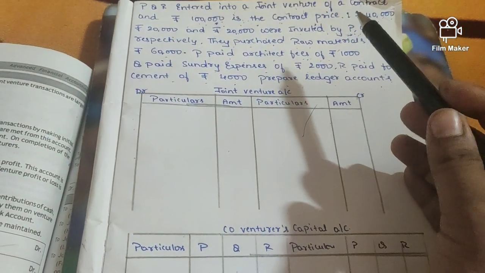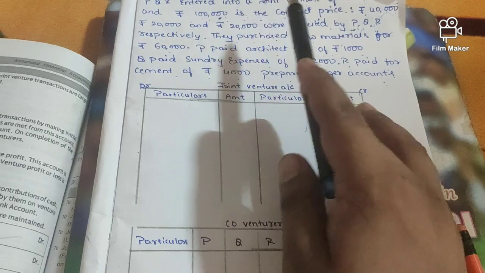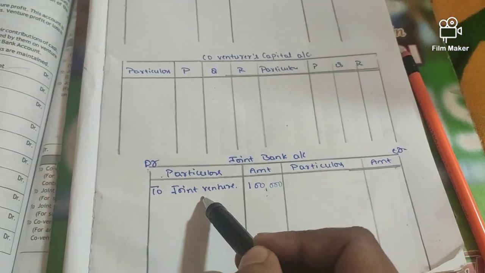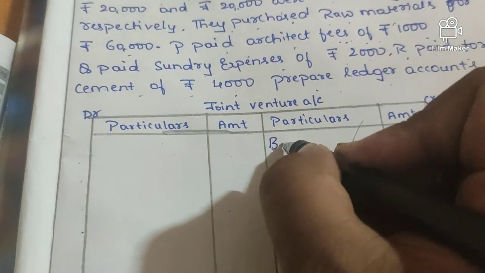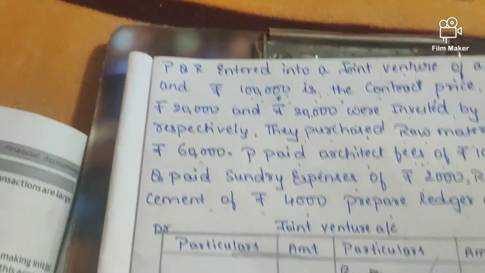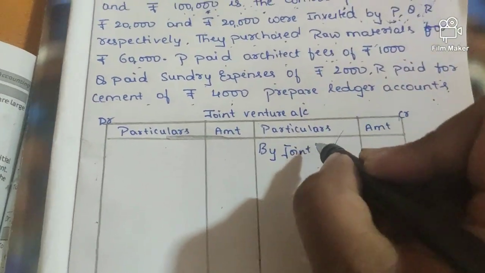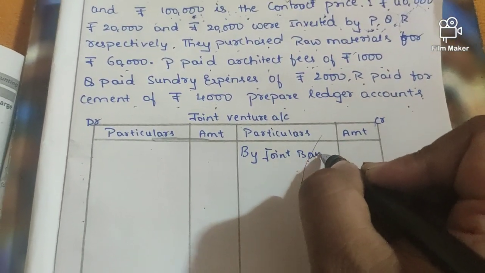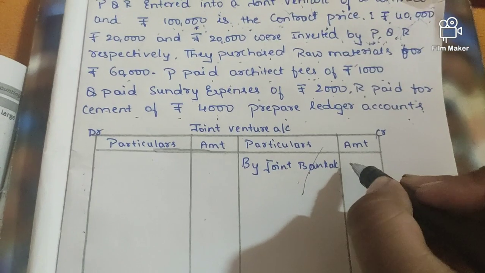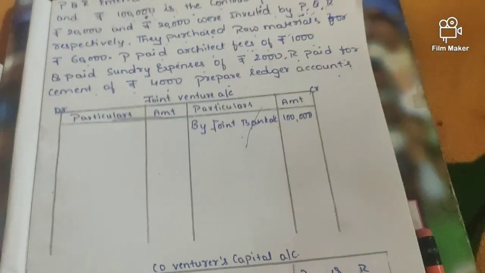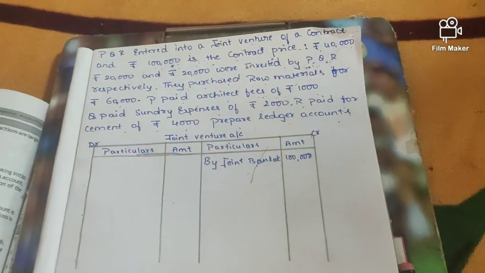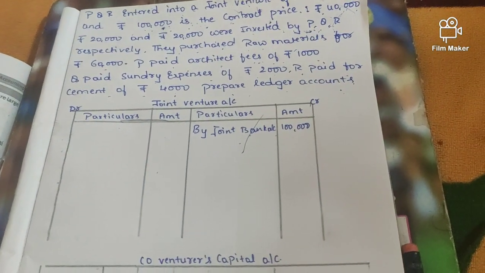Next, I have said the entry. Repeat the entry. When the contract price is realized, the entry will be joint bank account debit to joint venture account. Under the joint venture account credit side, we will mention it as by joint bank account. What is the amount? 1 lakh. Got it? That is how to post the entry. Let us go with the next entry.